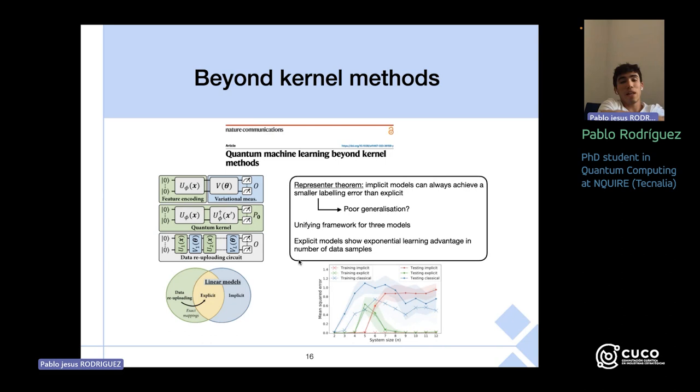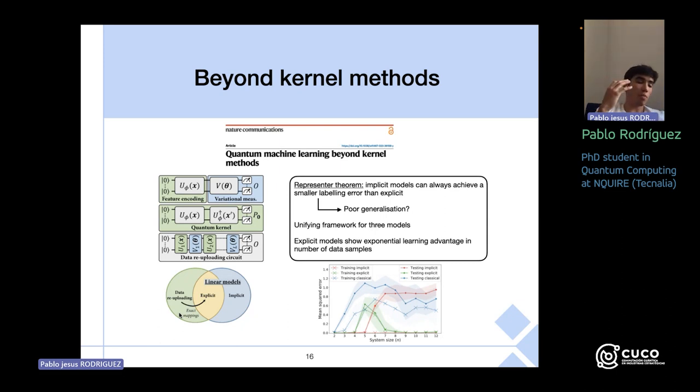This is what they claim: normally you only focus on the accuracy of the model, but you need to take into account the generalization power of your model. And they claim that the kernel methods have a very poor generalization power. They unify these three models. They show how data reuploading can be considered an explicit model for machine learning.